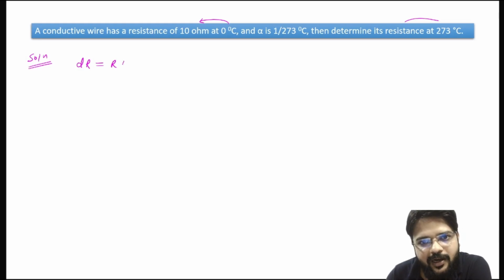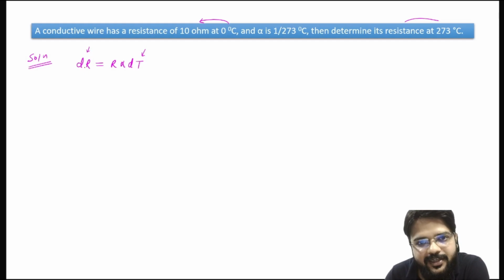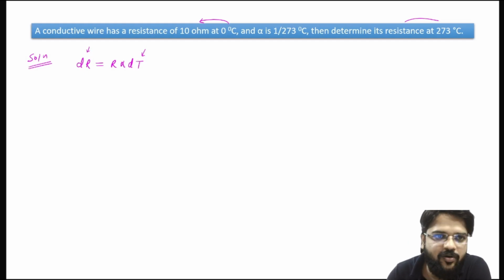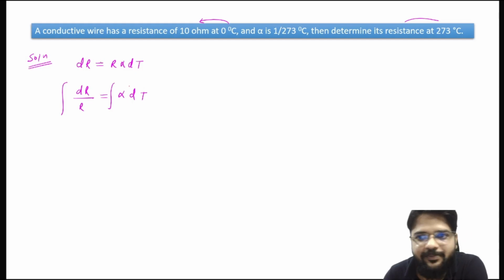So what we need to do here: we will write a small change in resistance, dR, equal to R alpha dT. If I change the temperature by a small dT, then the change in resistance can be written as dR equal to R alpha dT. This we already know, correct? So here dR by R equal to alpha dT. Now we will integrate on both sides. We will put the alpha value here and simplify. Then we will get the final answer.